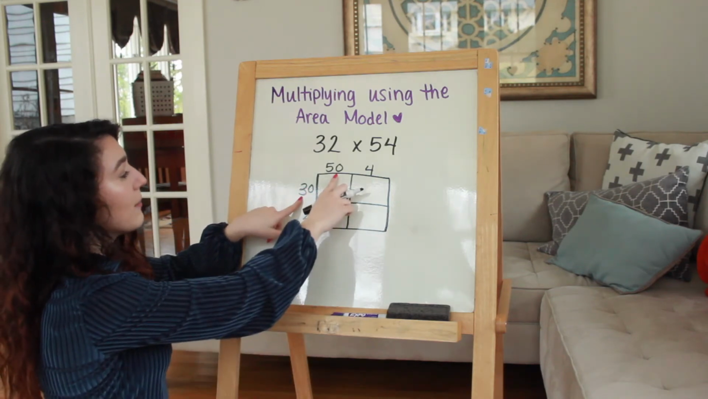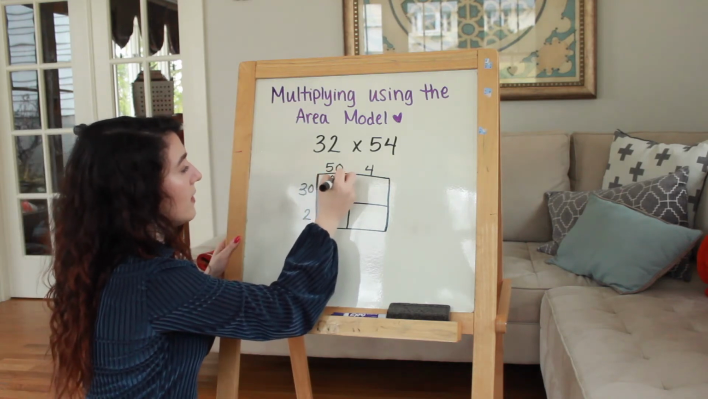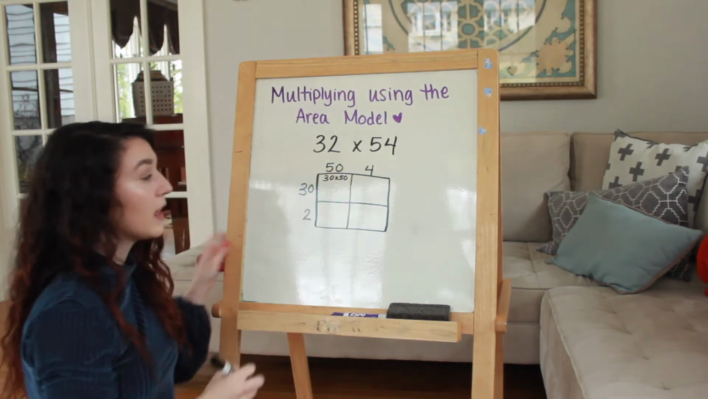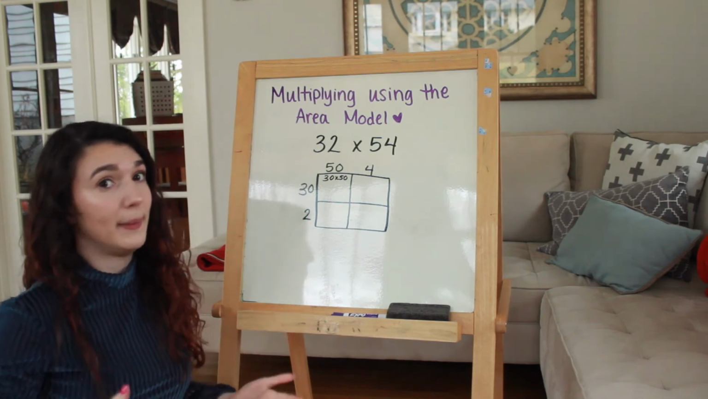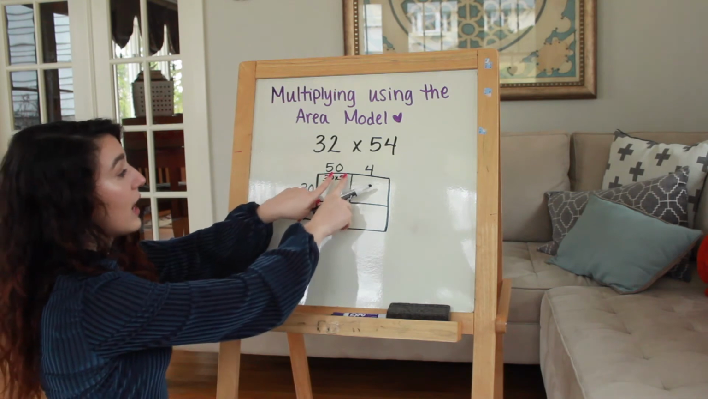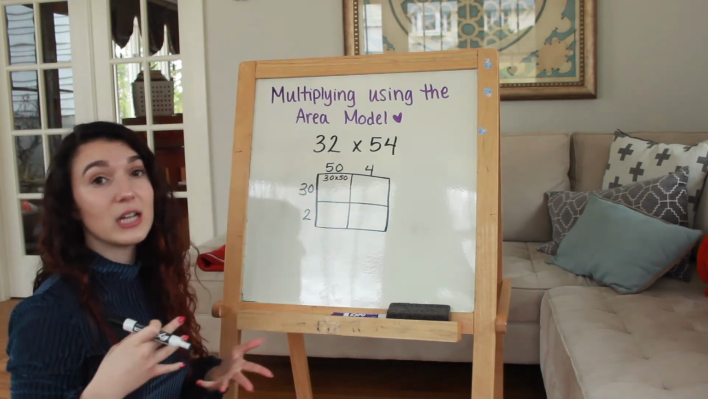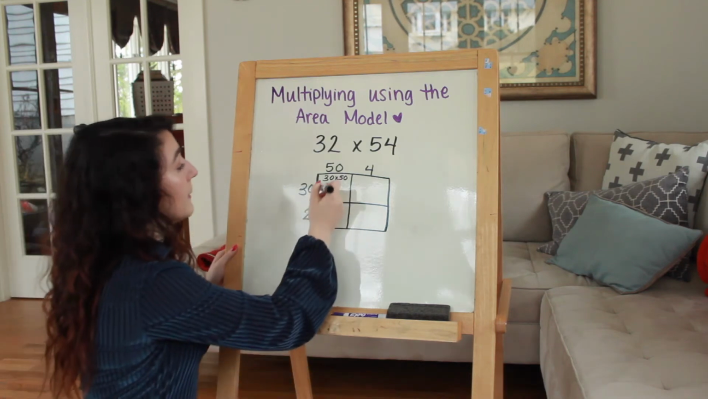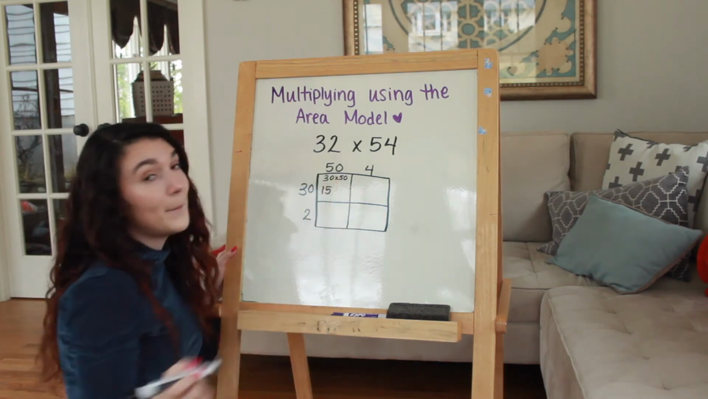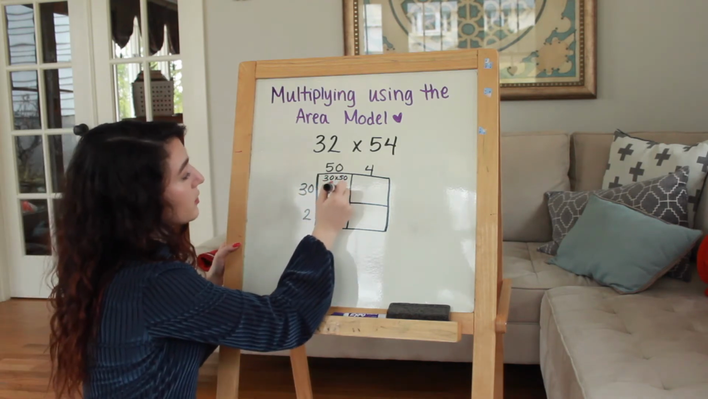So now, I'm going to do 30 times 50 in this box here. 30 times 50, those are big numbers, and I'm not sure how to multiply those in my head. So I'm going to cover up my 2 zeros and say 3 times 5. I know that 3 times 5 is 15. But I have to remember that I covered up 2 zeros. So I need to put my 2 zeros back.